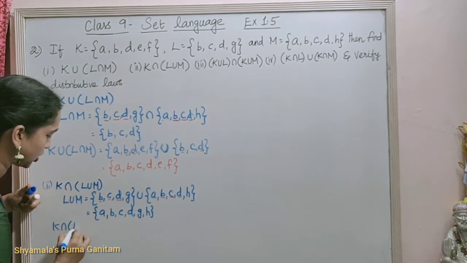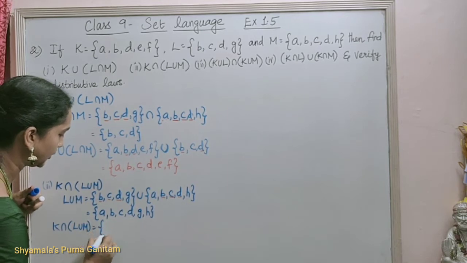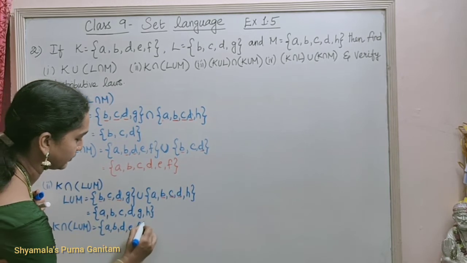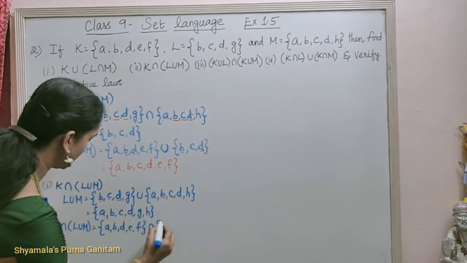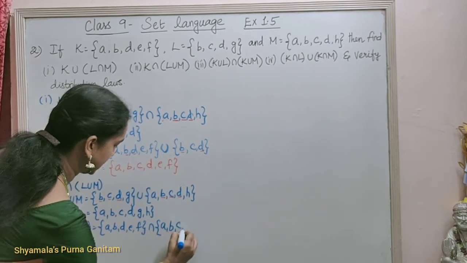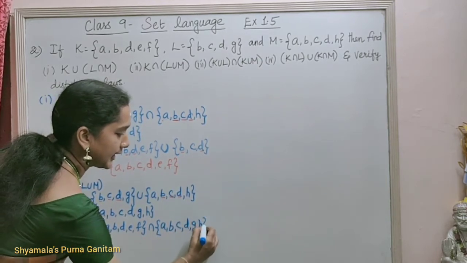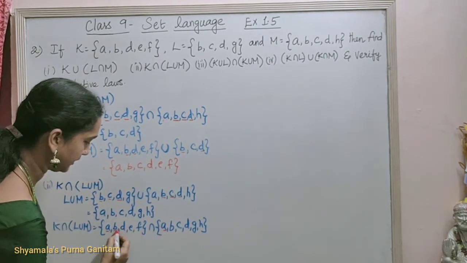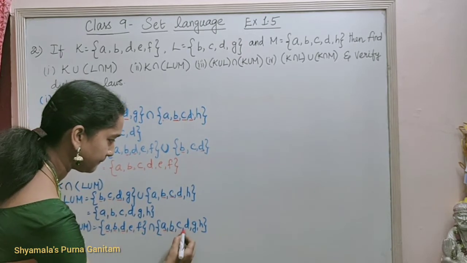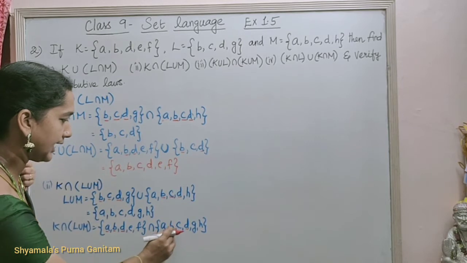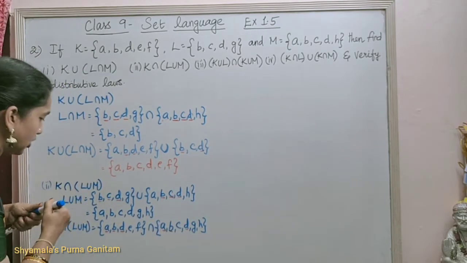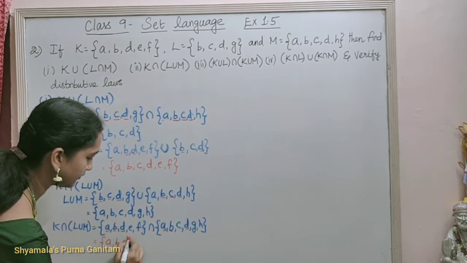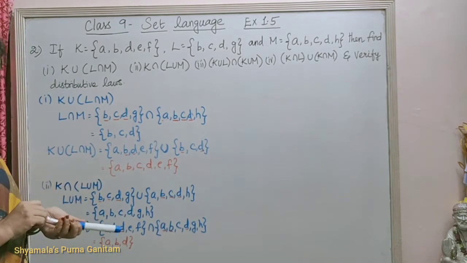Then K intersection L union M is equal to: the elements of K are A, B, D, E, F, intersection L union M, which is A, B, C, D, G and H. Intersection means we take the common elements. A is common, B is common, then D, and that's all. A, B, D. So these 3 elements are common. So the answer for this is A, B, D. Okay, so the second one is over.